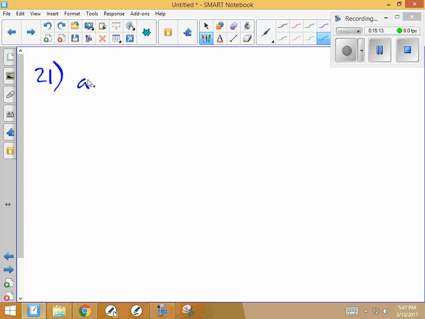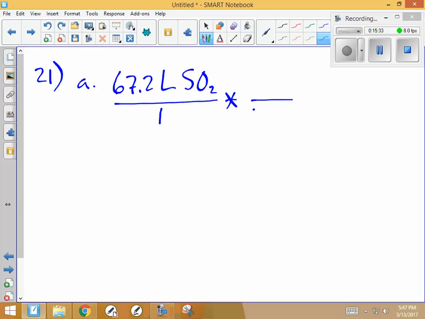And let's try it. 67.2 liters of SO2, sulfur dioxide. Just to make it easier, I put it over 1, and now I'm going to have to invert that molar volume. Put 22.4 liters on bottom and 1 mole on top. Liters cancel. I'm left with 3 moles. 3.00 moles of sulfur dioxide.